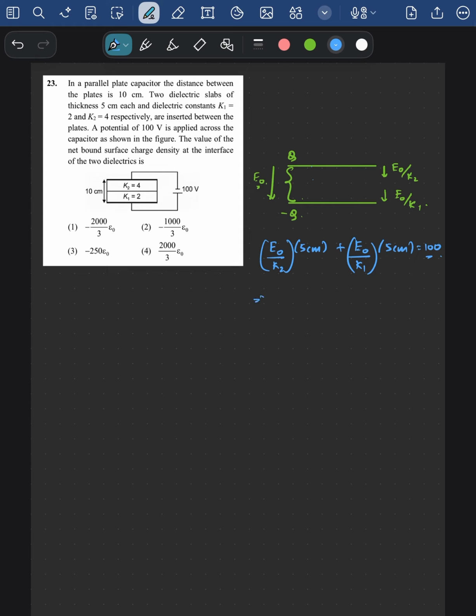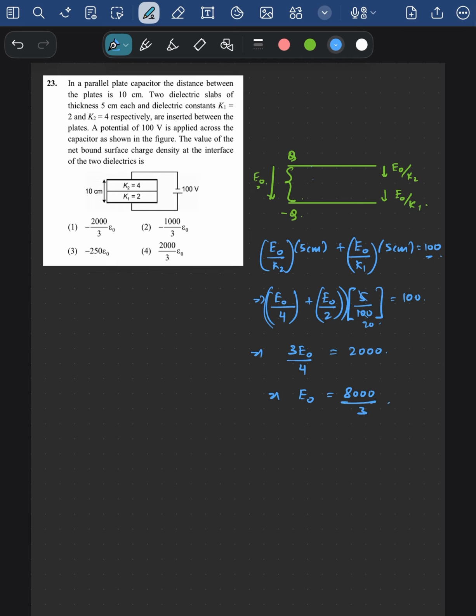So from this, we'll get what the value of E naught will be equal to. So substituting the values over here, I'll get E naught by 4 plus E naught by 2 into 5 centimeters, which can be written as 5 by 100, is equal to 100. So from this, we'll get E naught value. This will become 3 E naught by 4 is equal to 1 by 20, so this will become 2000. So E naught value will be equal to 8000 by 3.